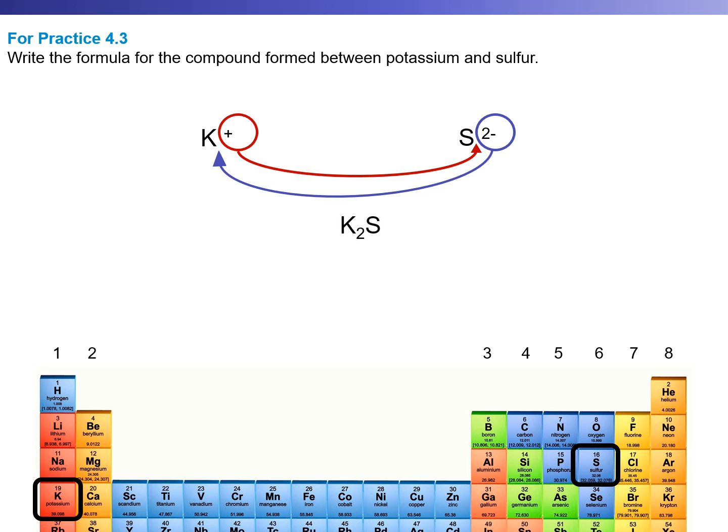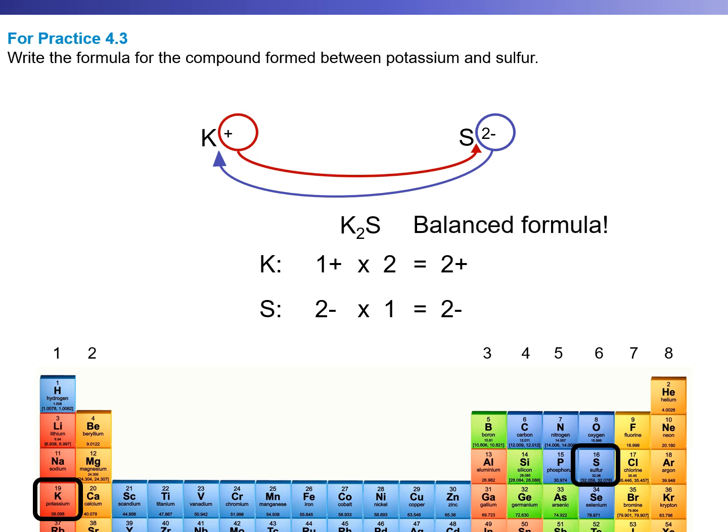It's always a really good idea to start checking our formulas just to make sure that we're writing a balanced formula. So for potassium, we know that each one of these potassium ions is going to bring with it a positive 1 charge. We've got 2 of those in our formula. Positive 1 times 2 is equal to a positive 2. For sulfur, we know that each one of these ions is going to bring a negative 2 to the table, and we've only got 1 in our formula, and negative 2 times 1 is going to be negative 2. We can see that the positive 2 brought by potassium is going to cancel out the negative 2 brought by sulfur. And we know we've written a balanced formula, and we're done.